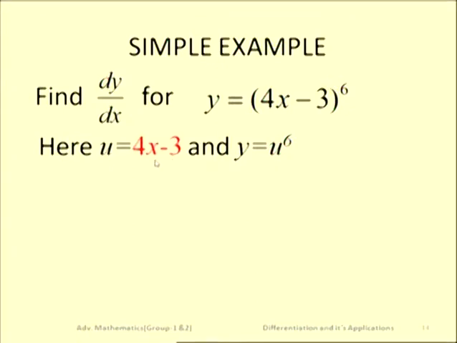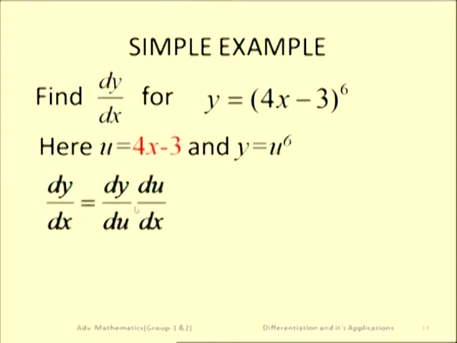So u is taken as red colored font, and now we can use the chain rule, as y is a function of u and u is a function of x. So dy by dx is dy by du into du by dx. First we differentiate y with respect to u. What is y? y is u raised to 6.